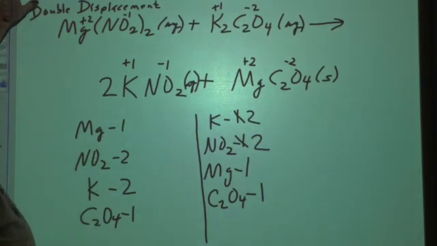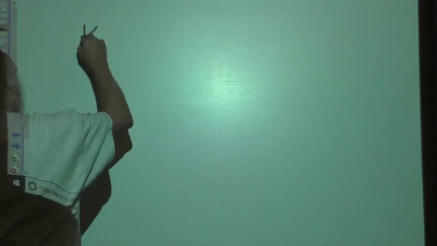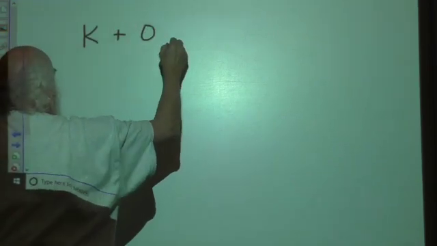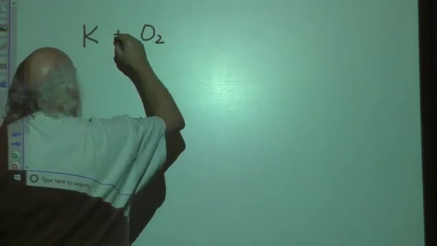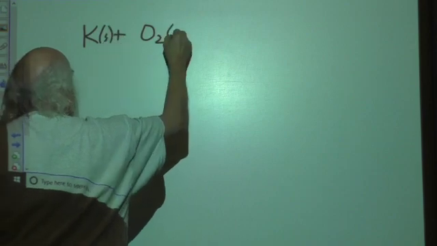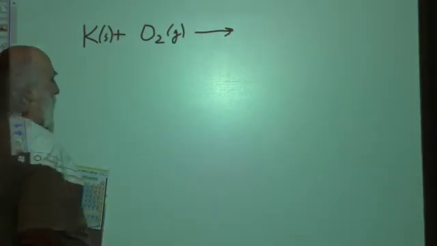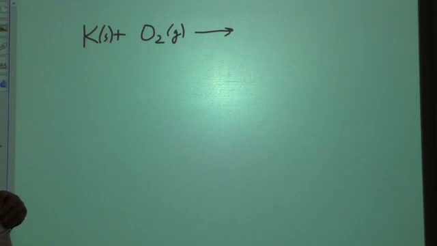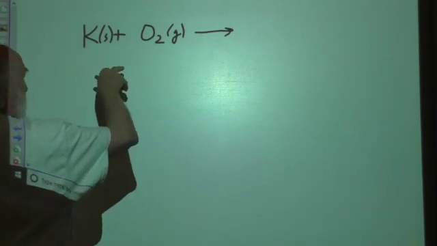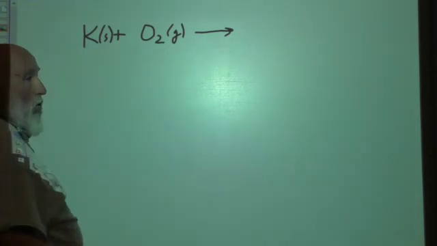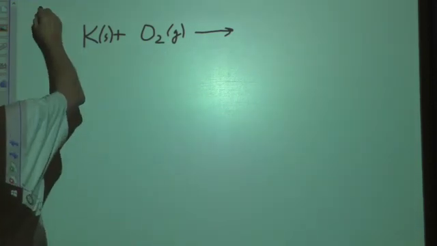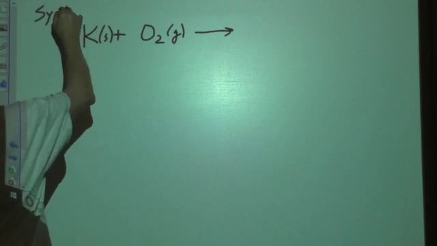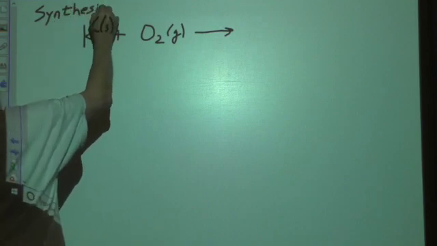The last one I want to do is the 5th reaction that we did in this chapter, and that is going to be shown by taking K and oxygen. K is a solid, oxygen is a gas, and you're going to be asked to complete this and identify the type of reaction it is. Well, if you take 2 elements and that's it, there's only one thing you can do with them, and that is synthesize a compound. So this is a synthesis reaction.